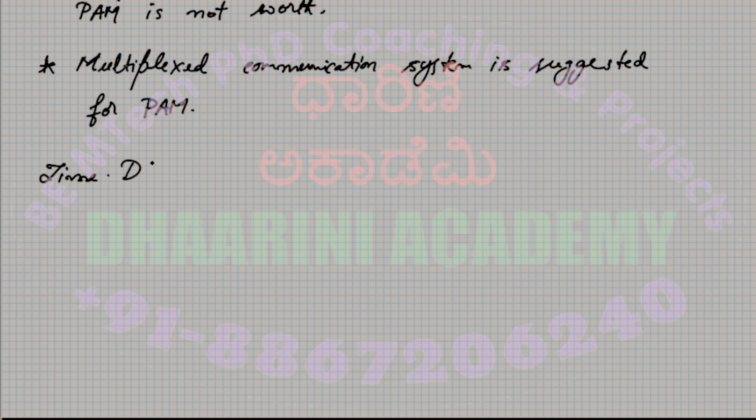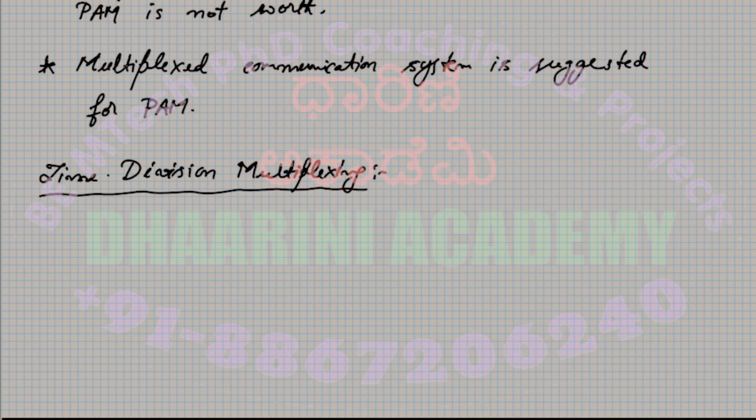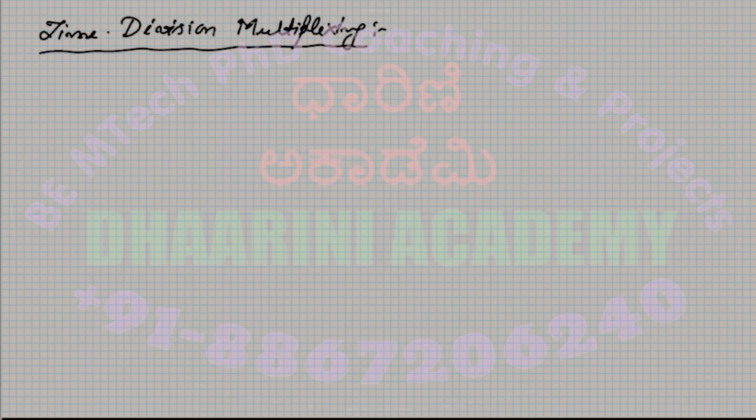time division multiplexing. Here you send n number of messages simultaneously over various time slots. We'll look at that concept now. First, let's look at the diagram implementing this time division multiplexing system, which is in short denoted by TDM.